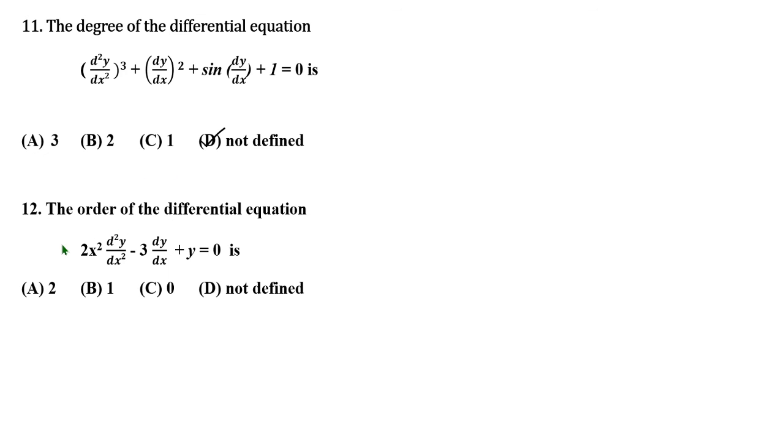The 12th question is: the order of the differential equation 2x square d square y by dx square minus 3 dy by dx plus y equal to 0 is. The order is nothing but the highest derivative in this equation. The highest derivative is d square y by dx square, or it is a second order derivative. So the order is 2. So the correct option is A.